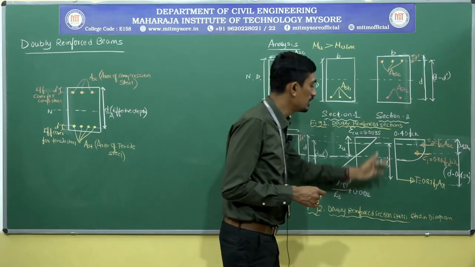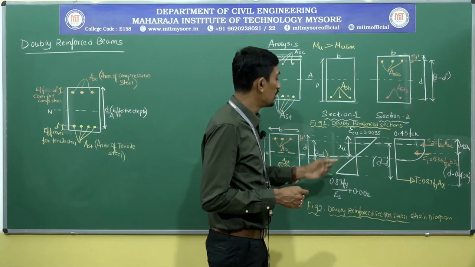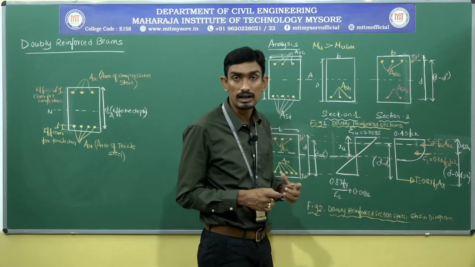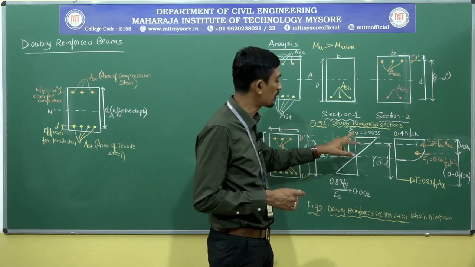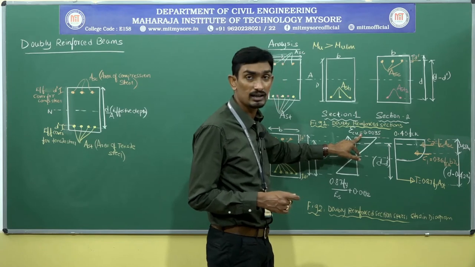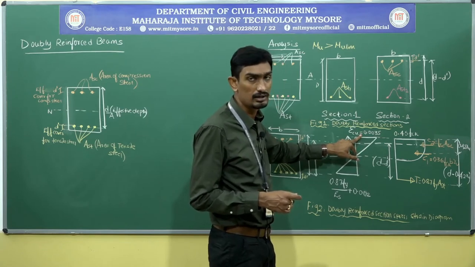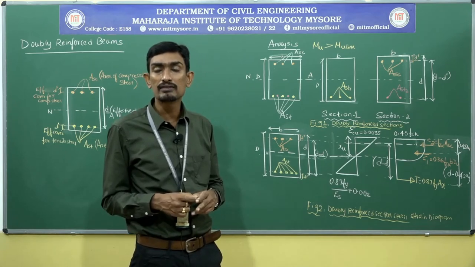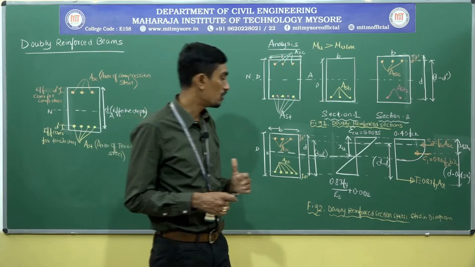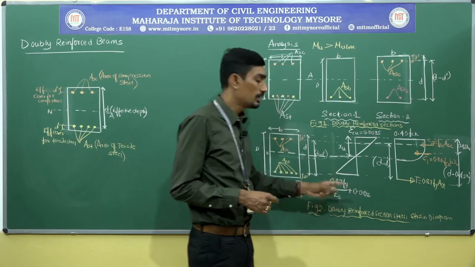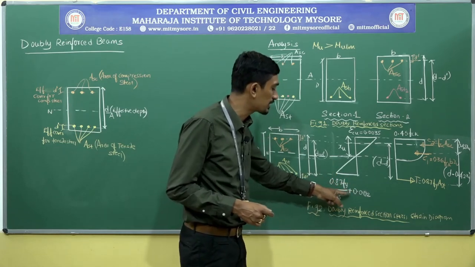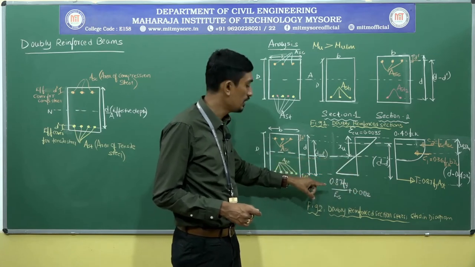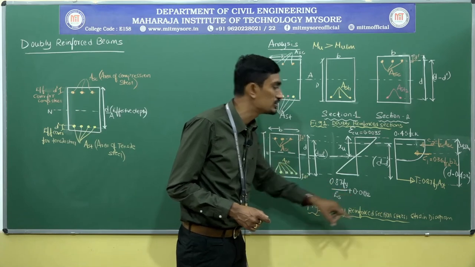Now, this is the stress diagram, and you can see the parameters. This will be the ultimate compressive strain in the concrete, denoted by epsilon cu, which is the maximum compressive strain in the concrete, equal to 0.0035. Coming to the bottommost zone, the tension zone, this will be the strain in the steel, which is given by 0.87 fy by Es plus 0.002.